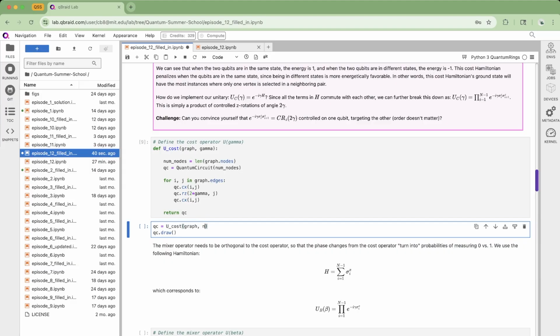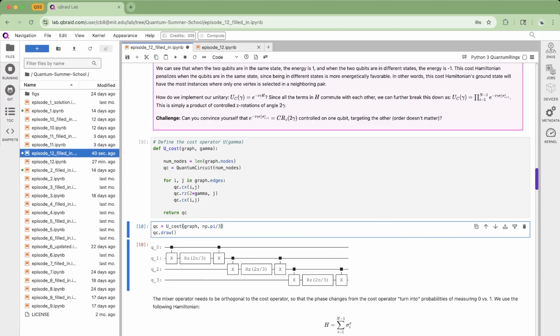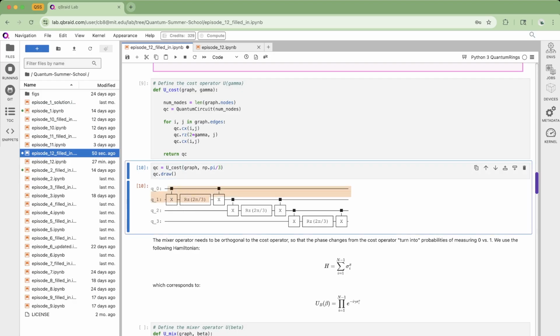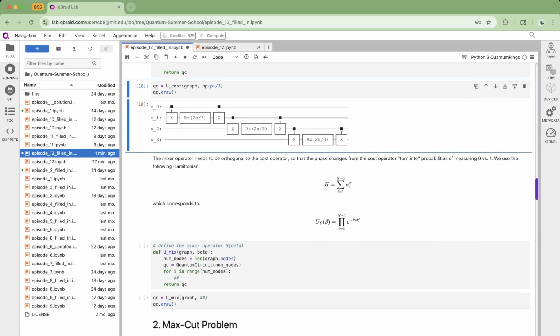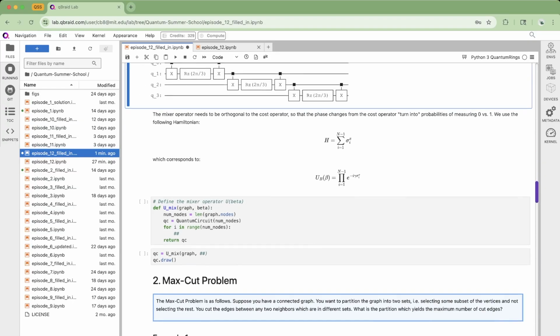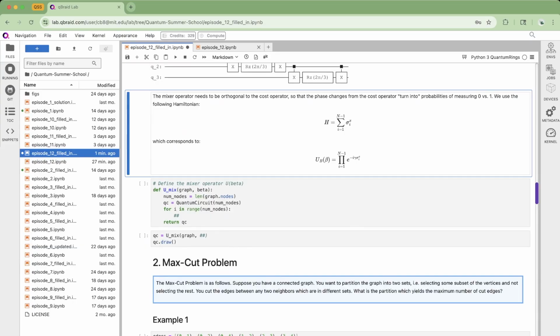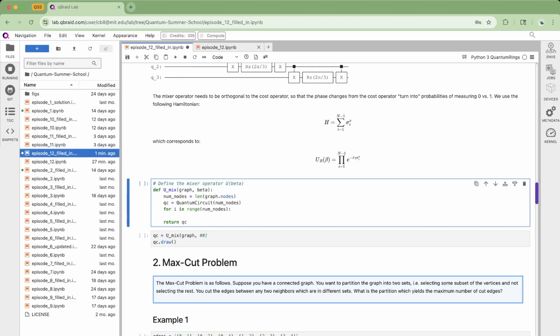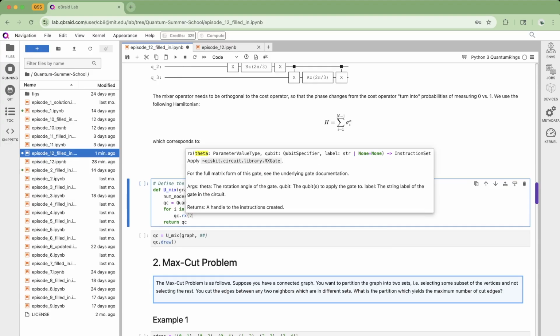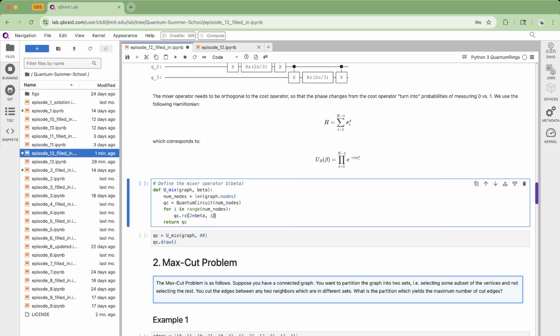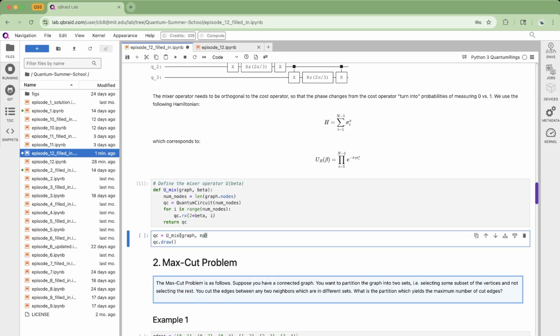So here's an example. We could pick, for instance, gamma equals pi over 3. Here would be our unitary. So we can see the 3 edges showing up here. Then the mixer operator is going to be from this Hamiltonian, which is just all those sigma x's, and we can do that with just x rotations. So for every node, we're just going to do an x rotation of 2 times beta. And then maybe we want this to be pi over 4.